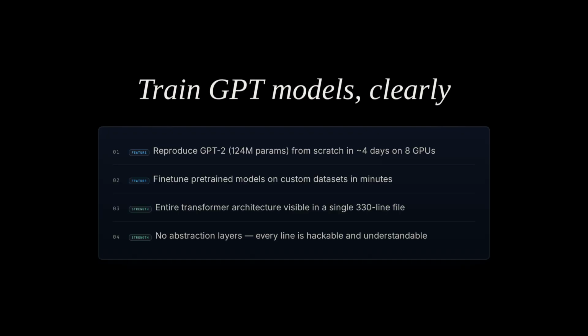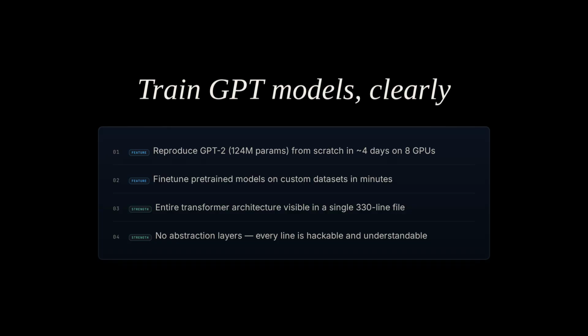So what does nanoGPT actually do? It lets you train GPT models from scratch or fine-tune existing ones, and it does this with radical simplicity. You can reproduce OpenAI's GPT-2 architecture or adapt a pre-trained model to Shakespeare in minutes. The secret sauce is transparency. The complete transformer lives in one file you can read in a single sitting, with zero magic and zero hidden layers.